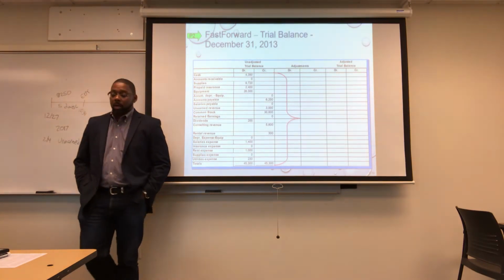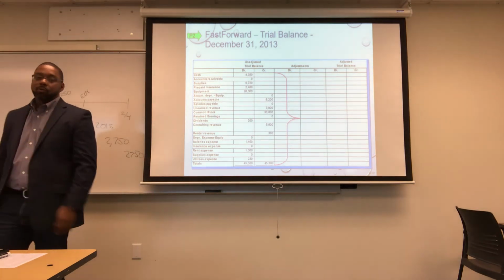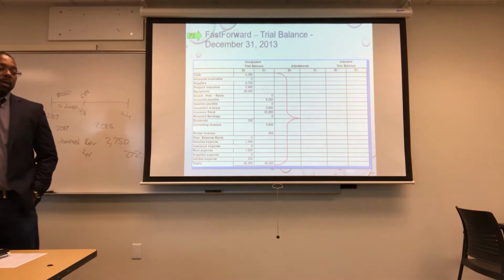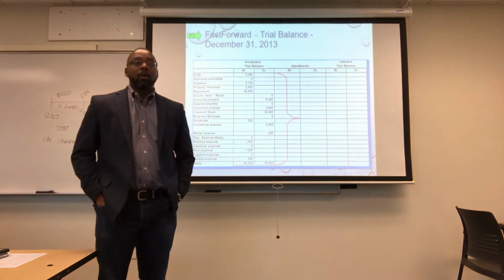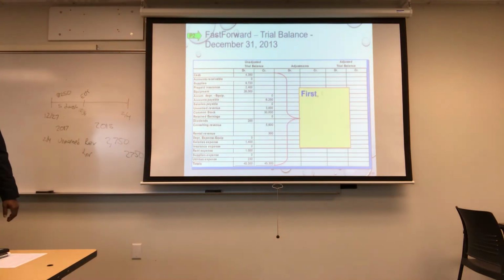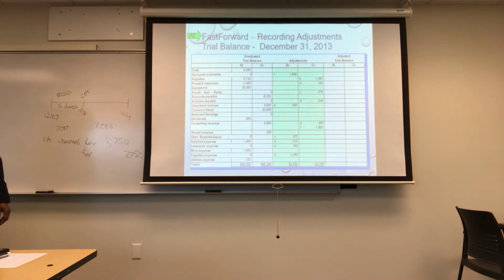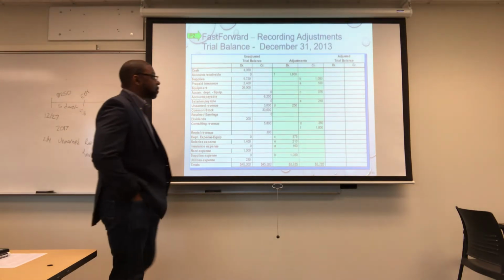And unlike last chapter, we just had a trial balance and we just went straight to the income statement. Here, we're going to have an unadjusted trial balance and we're going to have adjustments. So what are the adjustments? The adjustments are the things that we just did. They are the things, scholars, that we just did.